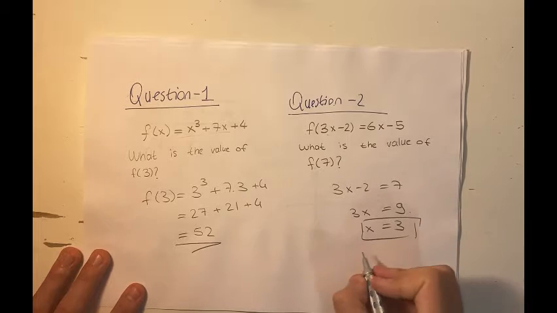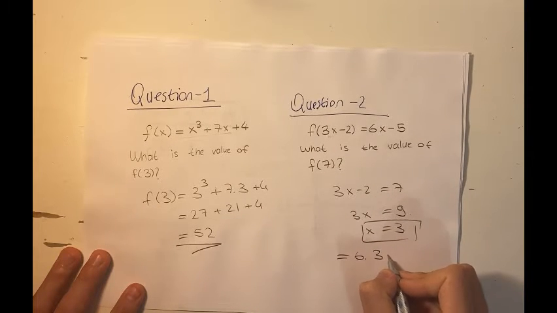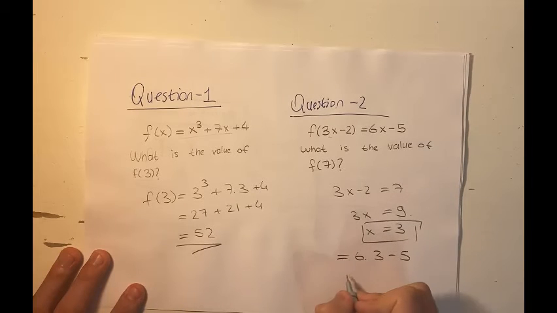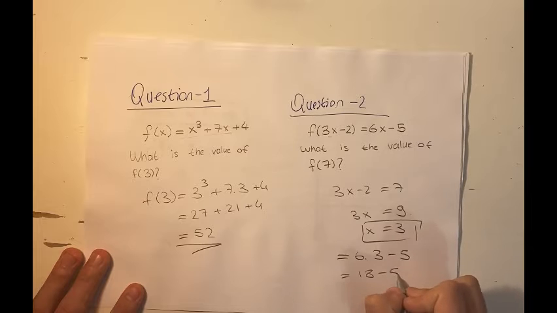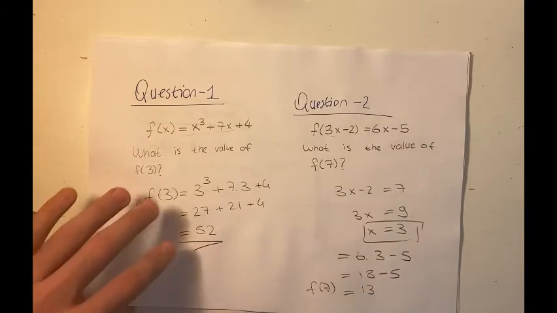The rest is easier. 6 times 3 minus 5, and it will be 18 minus 5, giving us the answer as 13. So f(7) is 13.